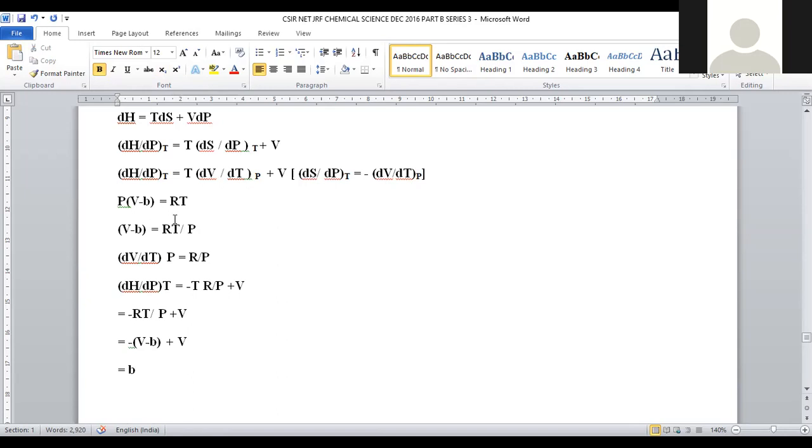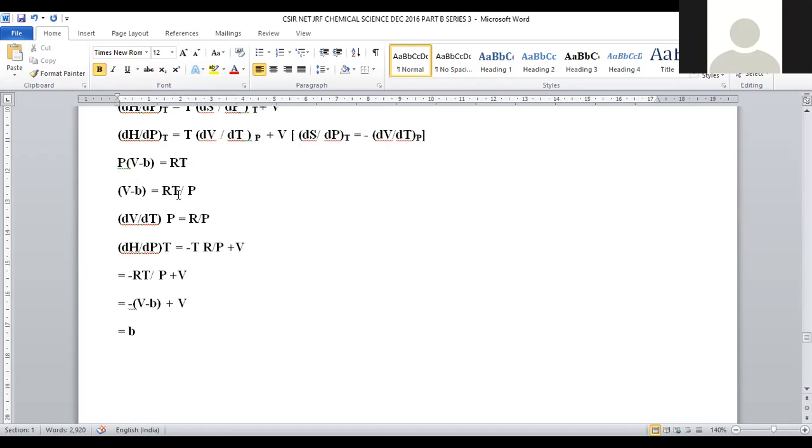Now P(V minus B) is equal to RT. This is the real gas equation. Then V minus B is equal to RT by P. Then (dV/dT) at constant P is equal to R by P. So what happened here, we got a dV by dT, right? dV by dT equals R by P.